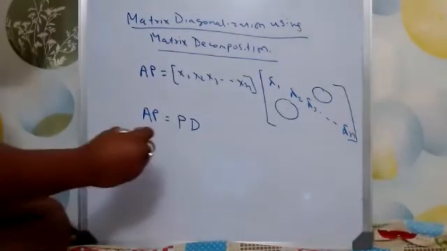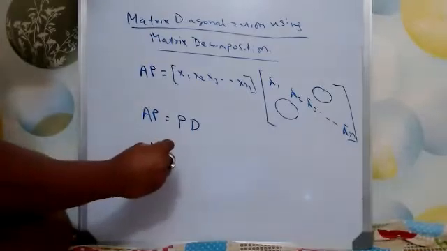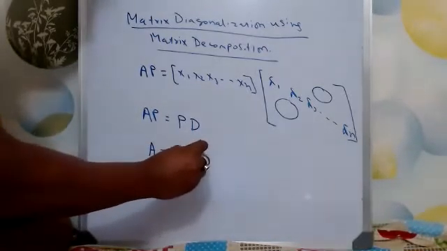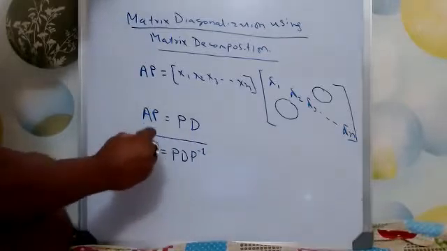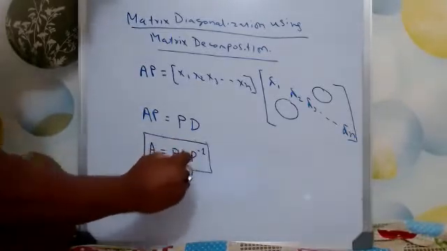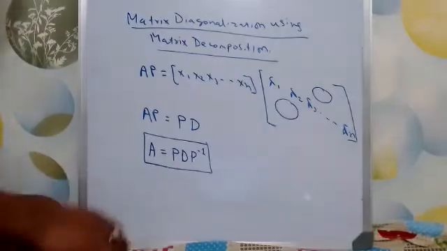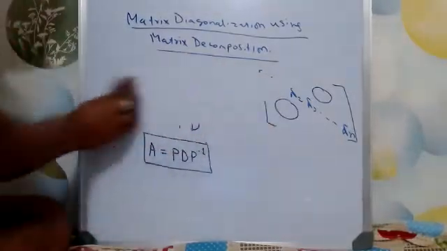Okay. So I can write A is equal to PD into P inverse. Okay. So finally I can write A is equal to PD into P inverse.